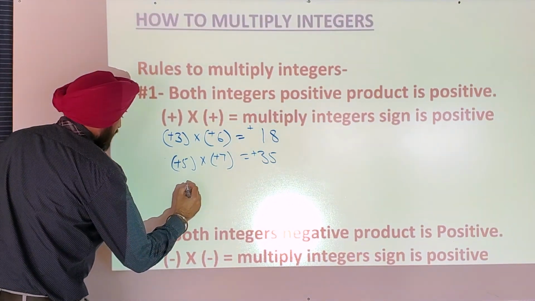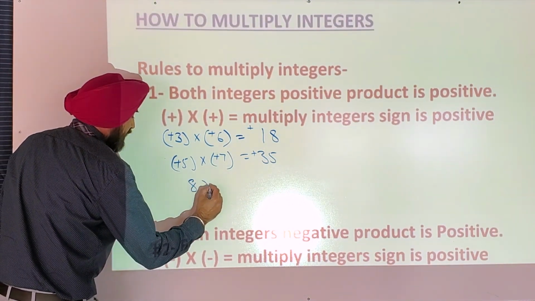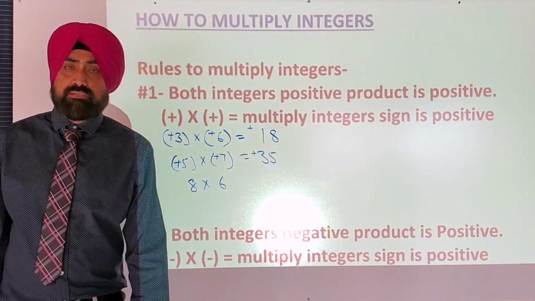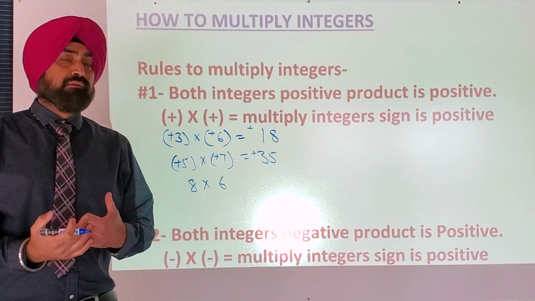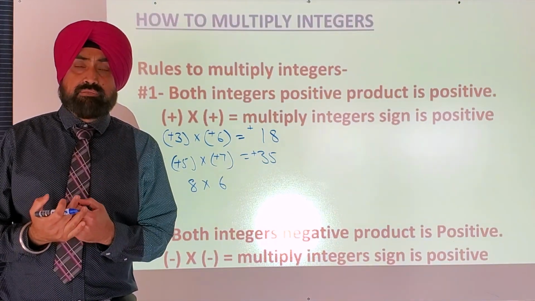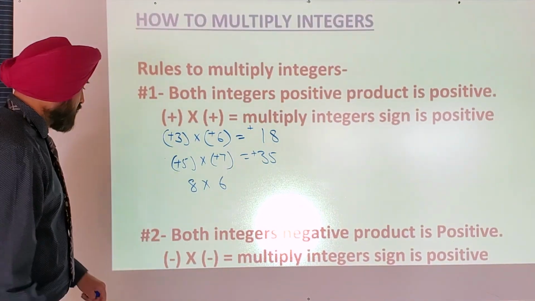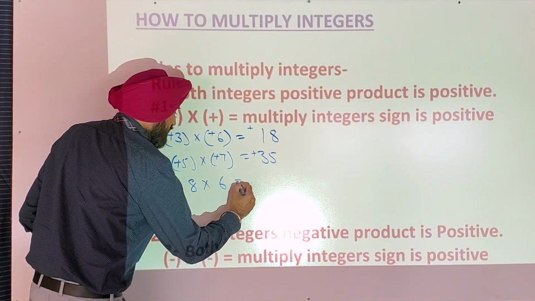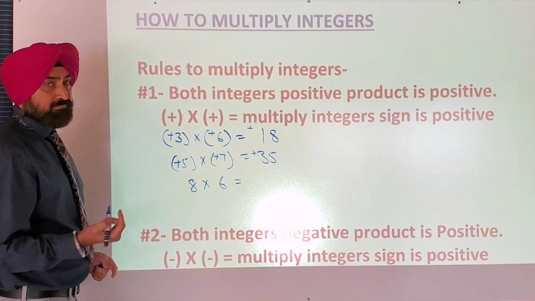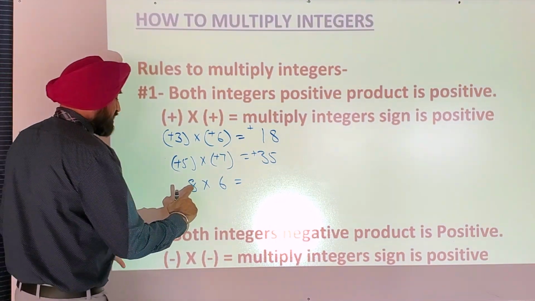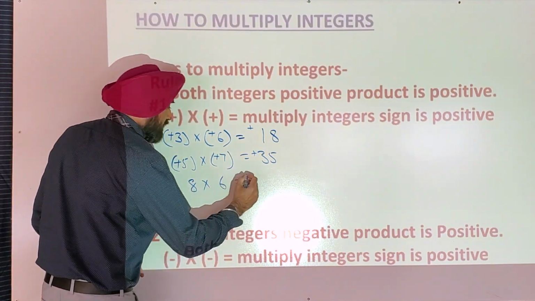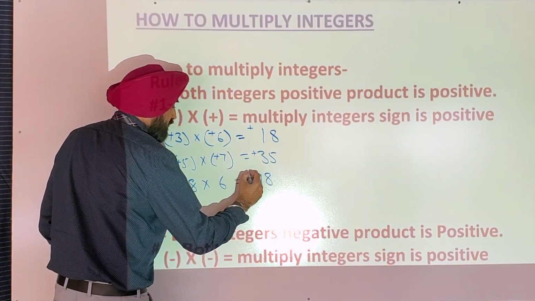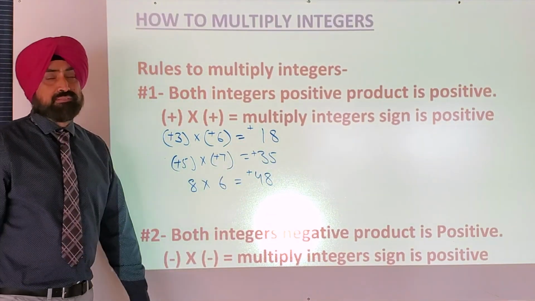For example, if you write 8 times 6. This time I'm not putting any sign with the integers. So it's understood that if there is no sign with the integers, it means they are positive. This means this is positive 8, this is positive 6. So positive, positive, the sign is positive. But the first thing is you have to multiply. 8 times 6 is 48. And both are positive, so the product is also positive. This is the first rule.